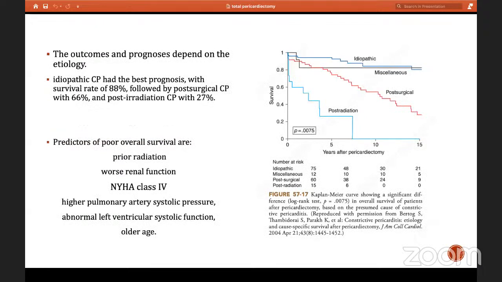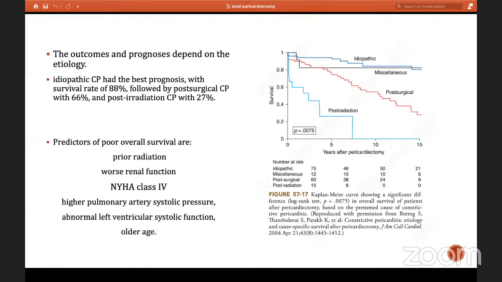Outcomes of such procedure depend on the etiology, as shown here. If the etiology is idiopathic, they are doing great, with the best prognosis at a rate of 88%. If it is post-cardiac surgery, it is down to 66%. And the worst prognosis is in those patients who had constrictive pericarditis post-radiation.